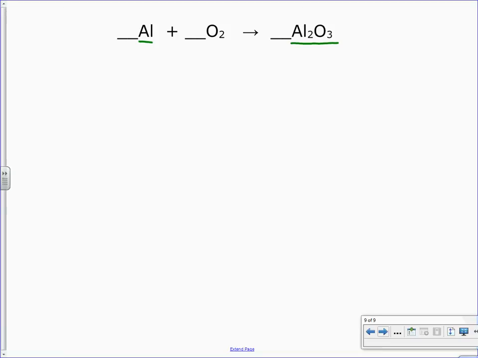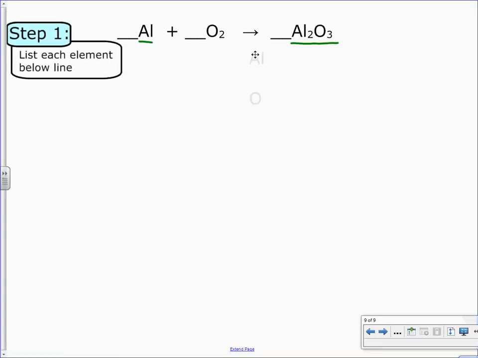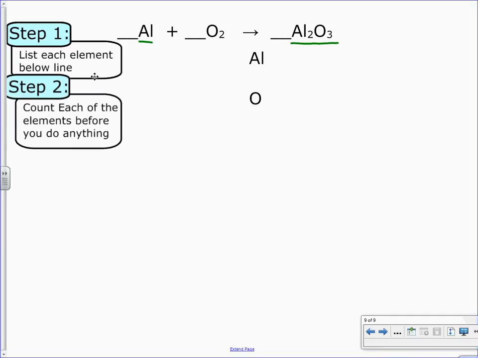So remember, your first step here would be step 1. You're going to list each element below the line. We have the aluminum, we have the oxide, and then step 2, you're going to count each of the elements before you do anything. So we have 1 aluminum, and we have 2 oxygens. So that's on the left side of the arrow. On the right side of the arrow, we have 2 aluminums, and we have 3 oxygens. And thinking about what to balance first, you want to get the low-hanging fruit first. What I mean by that is you could turn a 1 into a 2 very easily.